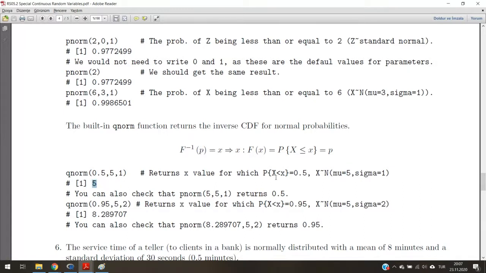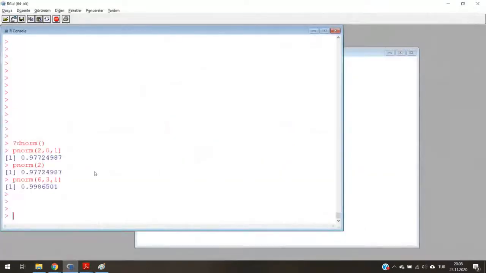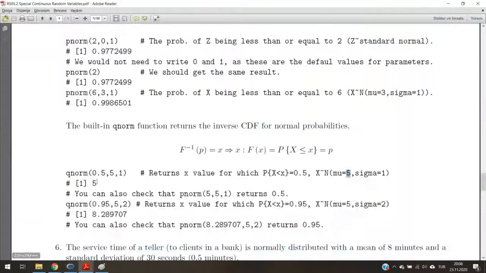Okay, so half of the possible values is less than 5, and the other half of the possible values is greater than 5 because the location parameter is the center of this distribution. Therefore, the answer is easy. However, if you still want to prove that with this calculator that you have here, you can use Q norm. The probability is 0.5, the location parameter is 5, and the scale parameter is 1. You will get this.